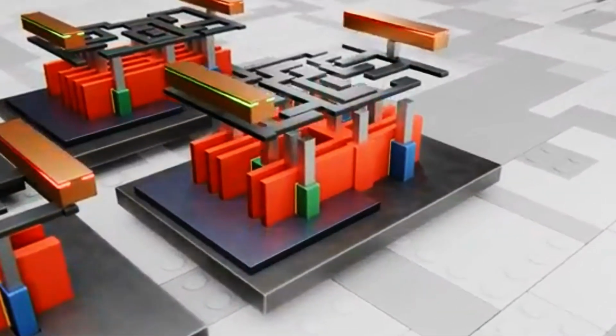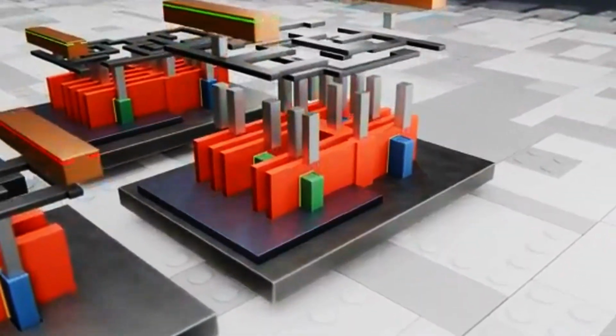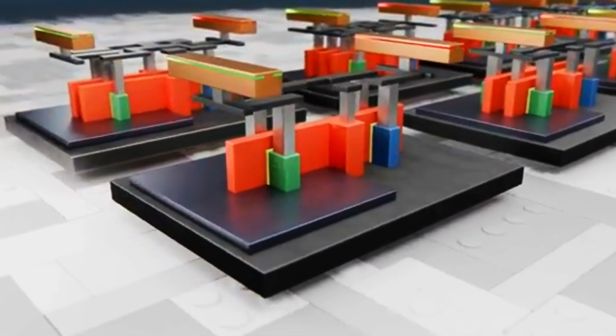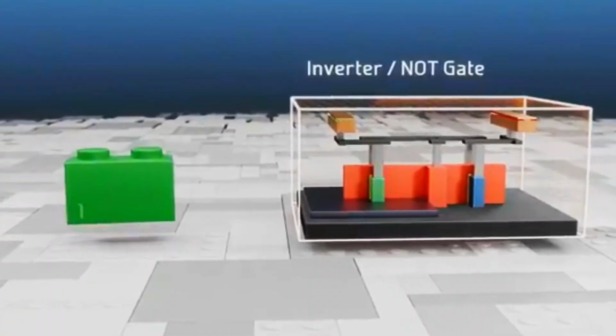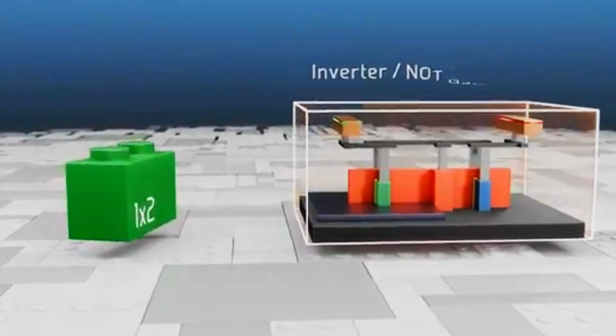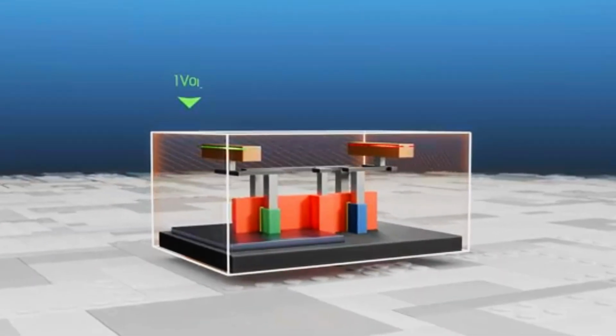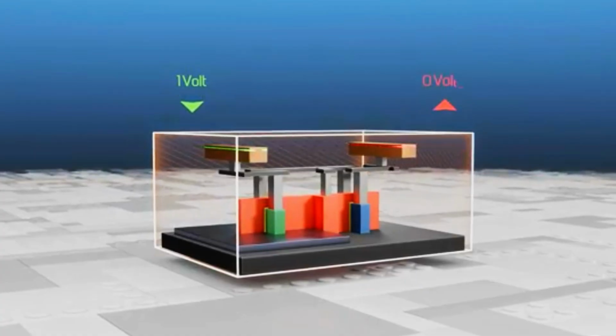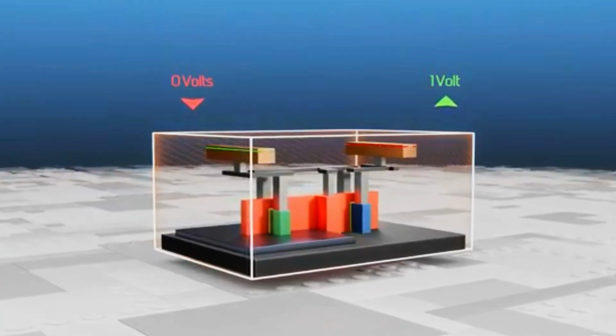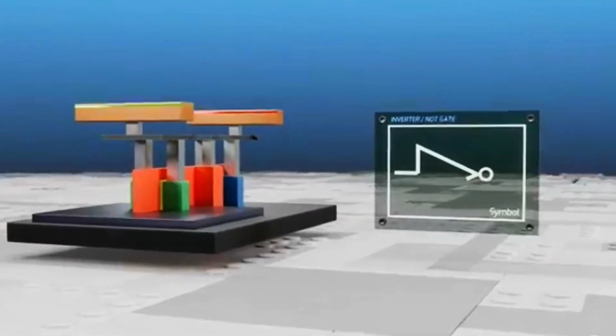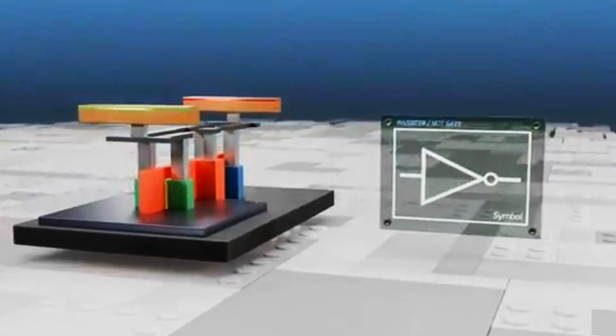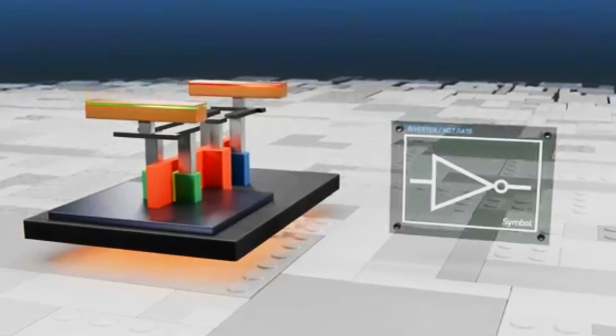But before we explore some of the more complicated standard cells, we first need to understand how one of the simplest standard cells works. Let's examine the inverter, which is analogous to a 1x2 Lego brick. Its function is simply to take an input of a 1 and output a 0, or vice versa. This inverter has a logic symbol like this, and the standard cell looks like this.